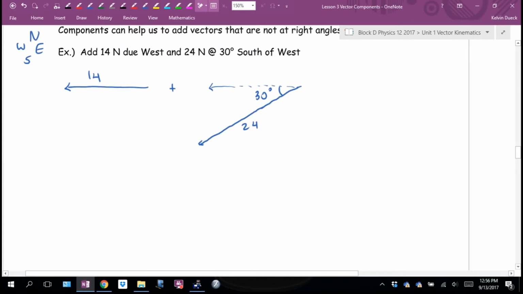Why is it a problem? Because there's an angle. Do you see an angle? This is a job for components. I'm going to break this angle up into horizontal and vertical.